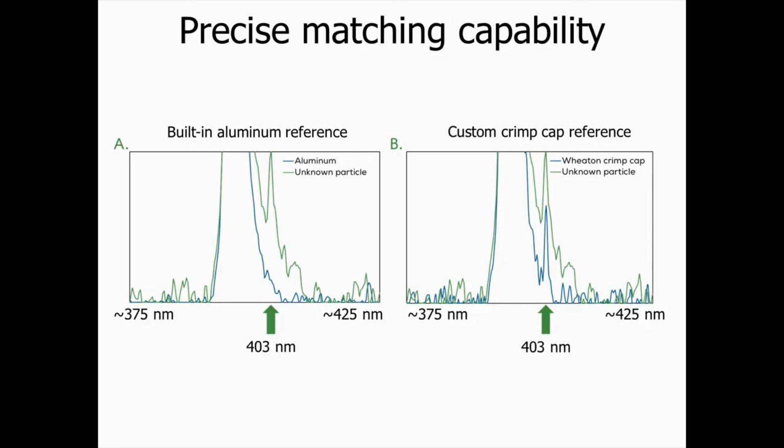LIBS is sensitive enough to catch the subtle difference in the 403 nanometer peak to identify that the contaminant culprit is not just an aluminum shard, but an aluminum crimp cap. This illustrates the power of the customizable reference library that can give you a specific contaminant source.